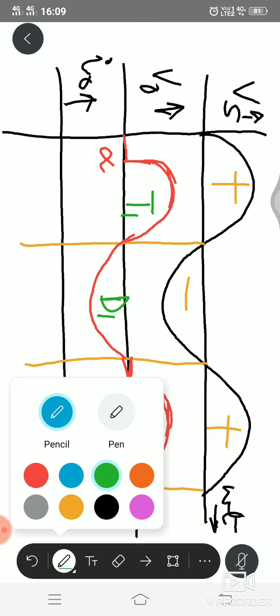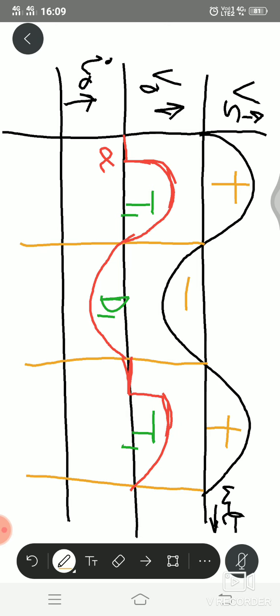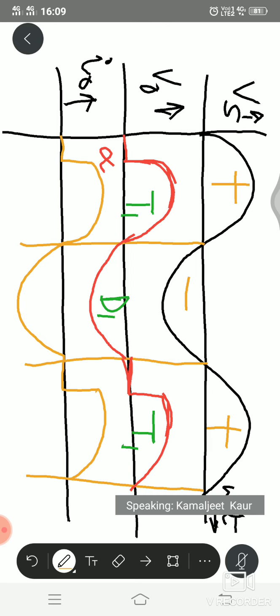And what about your load current? Load current shape will also be same because it's a resistive load. No difference with V naught. Obviously magnitude will be different because I naught is equal to V naught by R. There will be difference in the current magnitude and the voltage magnitude.